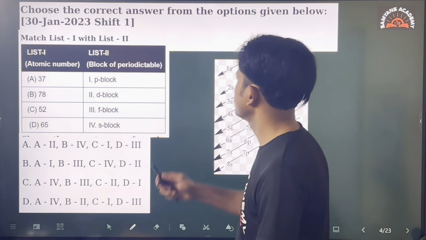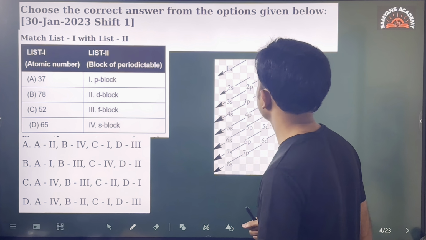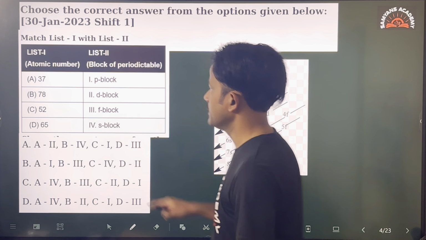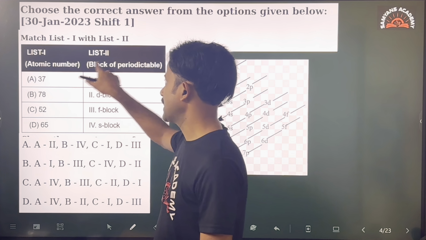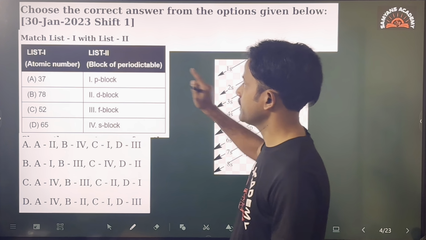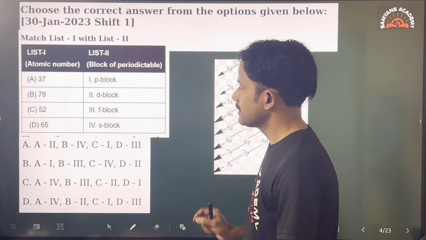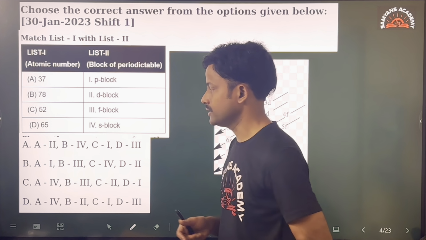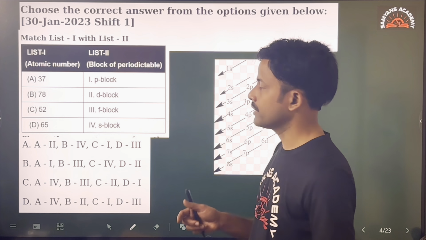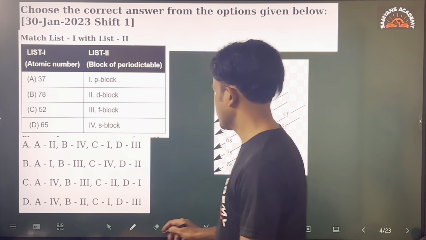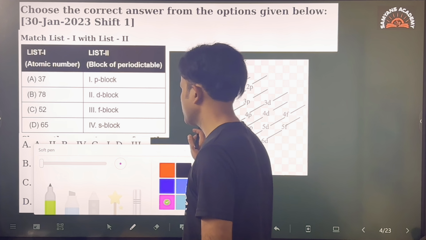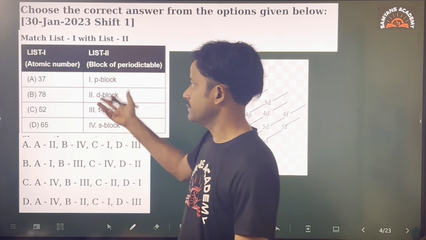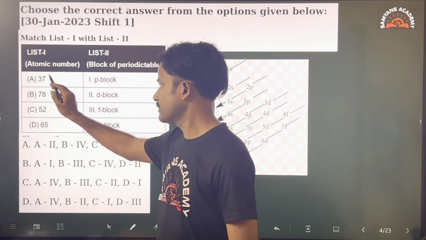Next question we have here. Choose the correct answers from the options given below. Match list 1 with list 2. In list 1 they give an atomic number and in list 2 they give the block of the periodic table. Does the 37 atomic number element belong to the P block, D block, F block, or S block? You have to calculate. If you know the group number with their atomic number, we can easily tell which block it comes under.